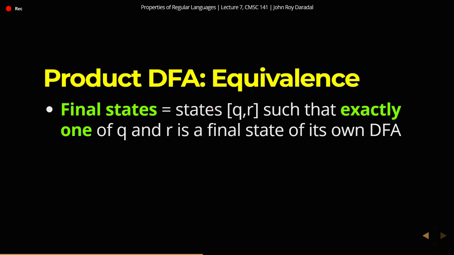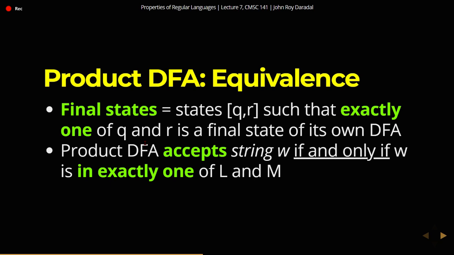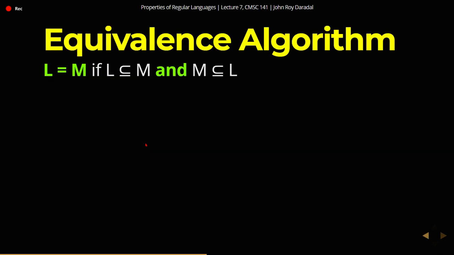Okay, so states such that only one of the states Q and R is a final state in its own DFA. So the product DFA actually accepts the string W if and only if W is in exactly one of L and M. So only if it's in L or in M but not in both. Okay? So it should be either in L or in M only. Now why are we doing this? Remember that we are trying to prove that L is equal to M, right?